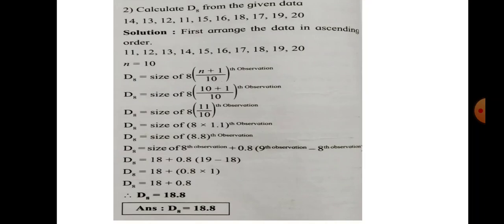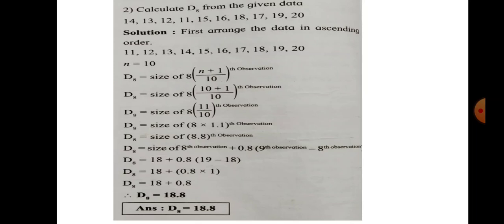Now let us see the next, very different example of how to calculate deciles from individual data. The series given here is 14, 13, 12, 11, 15, 16, 18, 17, 19, 20. What is your first step? You have to arrange the data in ascending order. As per ascending order, the first number is 11, after that 12, 13, 14, 15, 16, 17, 18, 19 and finally 20.